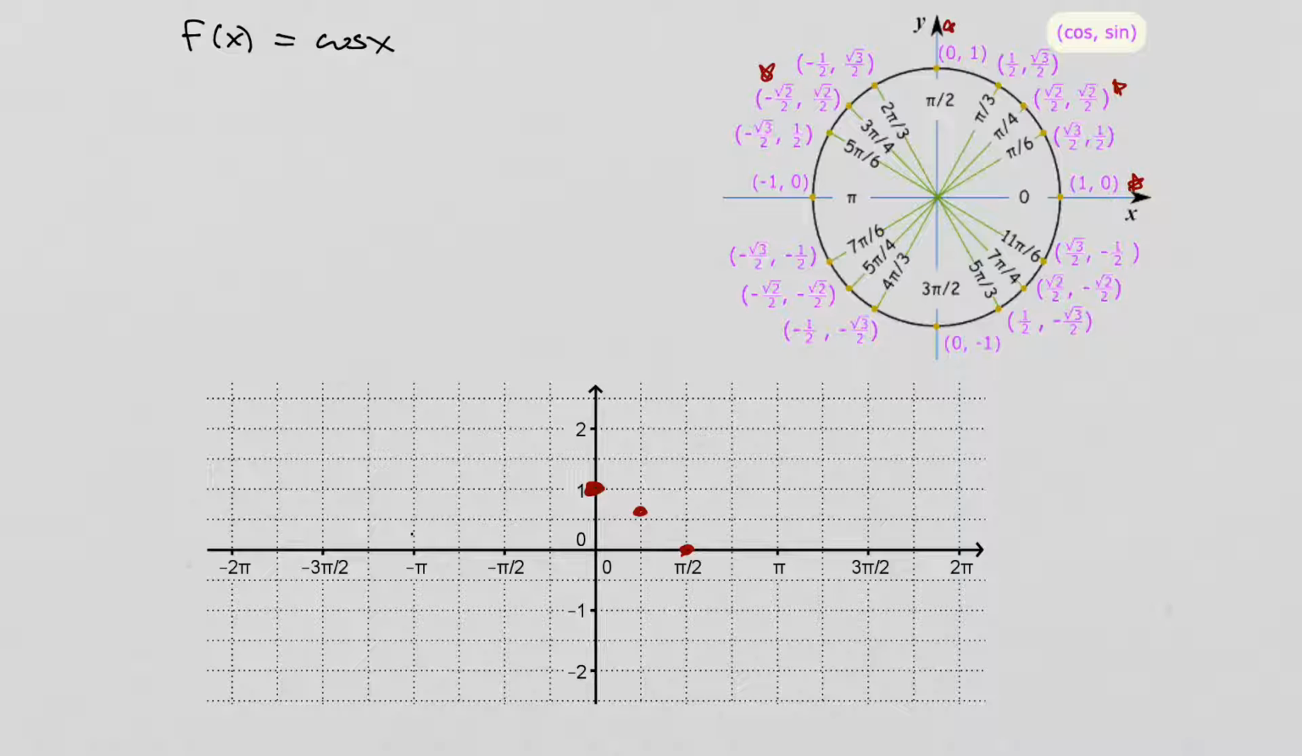Cosine of 3 pi over 4 is negative square root of 2 over 2. Cosine of pi is -1. At 5 pi over 4, we get negative square root of 2 over 2. At 3 pi over 2, I get a cosine value of 0. At 7 pi over 4, this one right here, I get a cosine value of square root of 2 over 2. And then when I get all the way back to the beginning at 2 pi, my cosine value is 1. So it looks something like this.